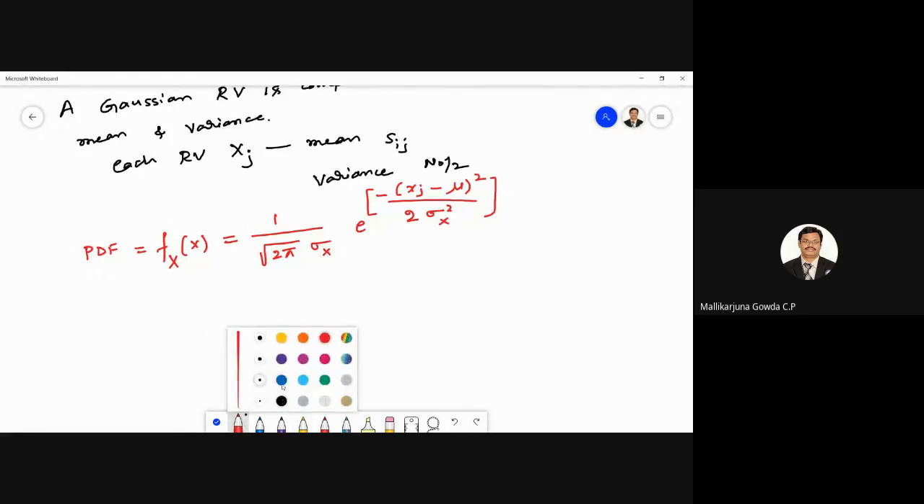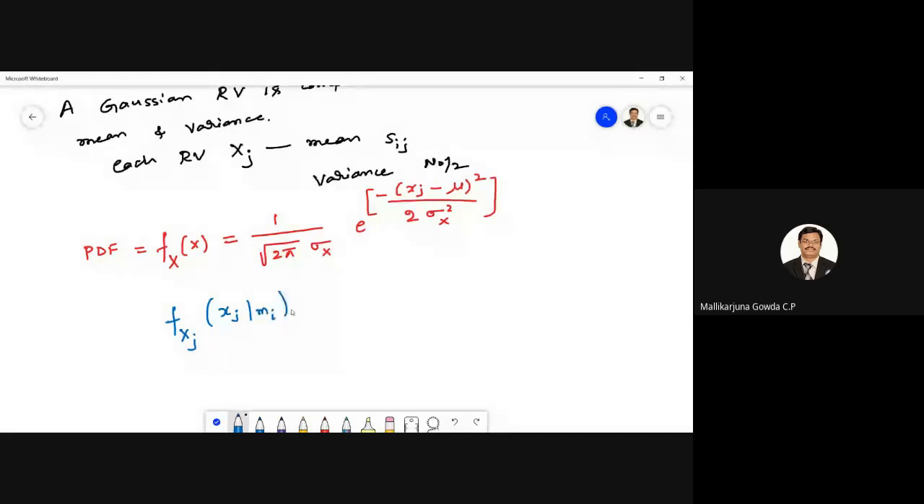So what can I write? The probability density function of the above equation, that is fxj of xj given mi, is a conditional probability density function. If I substitute variance as n naught by 2, or if I take sigma x inside, it becomes sigma squared x, whose value is n naught by 2. The 2 will get cancelled, so only n naught remains. That is why I wrote 1 by root of pi n naught into e power.